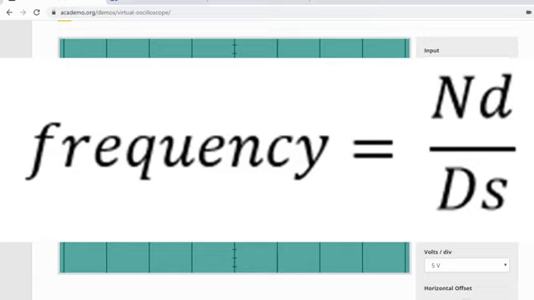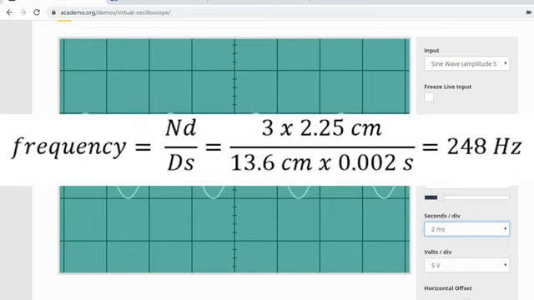The frequency of the wave is going to be big N, or the number of waves, times little d, or the distance across a single square, divided by big D, which is the distance I measured from one crest to the third crest. And we're also going to divide by seconds, the little s, which is 0.002 seconds. So if I plug all these in, 3 times 2.25 divided by 13.6 divided by 0.002, I get 248.